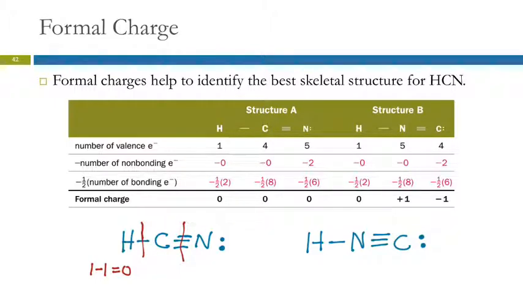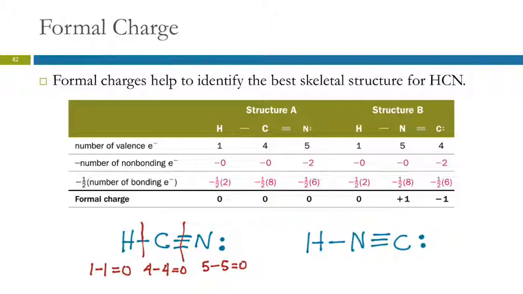Let's look at carbon. How many valence electrons does a carbon atom have? 4. That's how many electrons carbon brought in. And how many is it leaving with? 4. So far, so good. How many valence electrons did nitrogen bring in? 5. And how many is it leaving with? 5. It's leaving with 1, 2, 3, 4, 5. So all those formal charges are 0. That's a good thing.